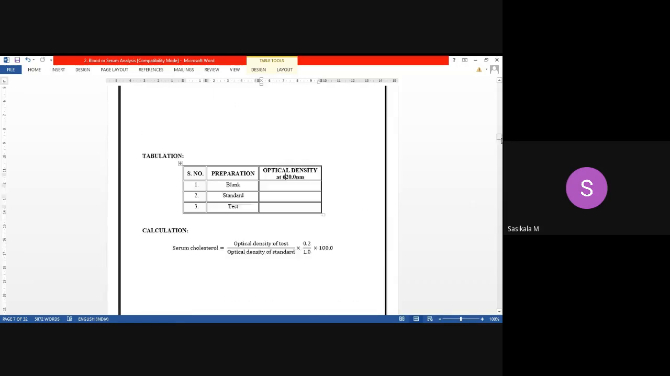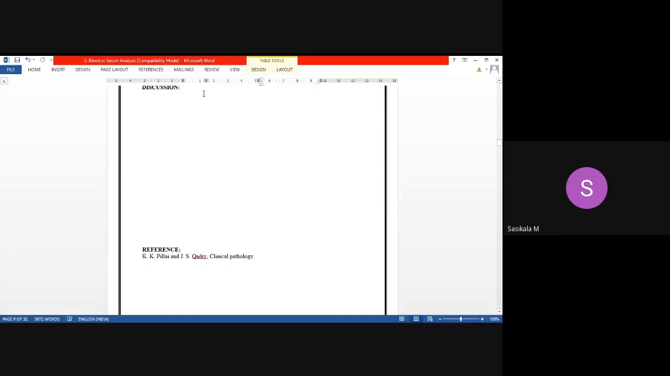After that you need to do the calculation, and in the discussion, you write the actual application of this cholesterol procedure, the cholesterol experiment. Once you determine the level of cholesterol, it will indicate whether it is a normal or abnormal condition, and what diseases are caused by increased level and by decreased level. What are the normal levels? Already I have given that in the principle. Again, you write it under the discussion.